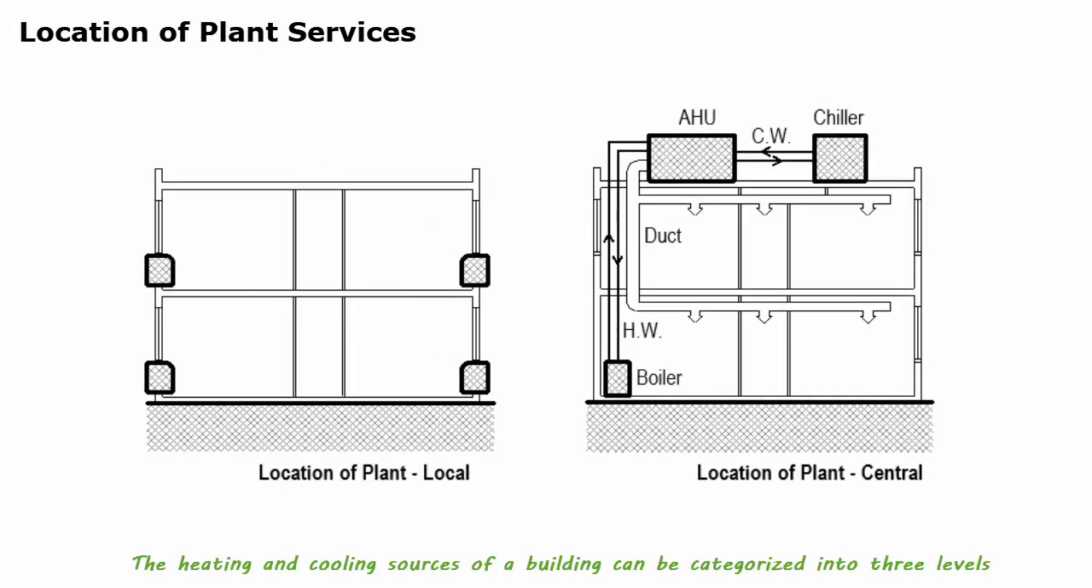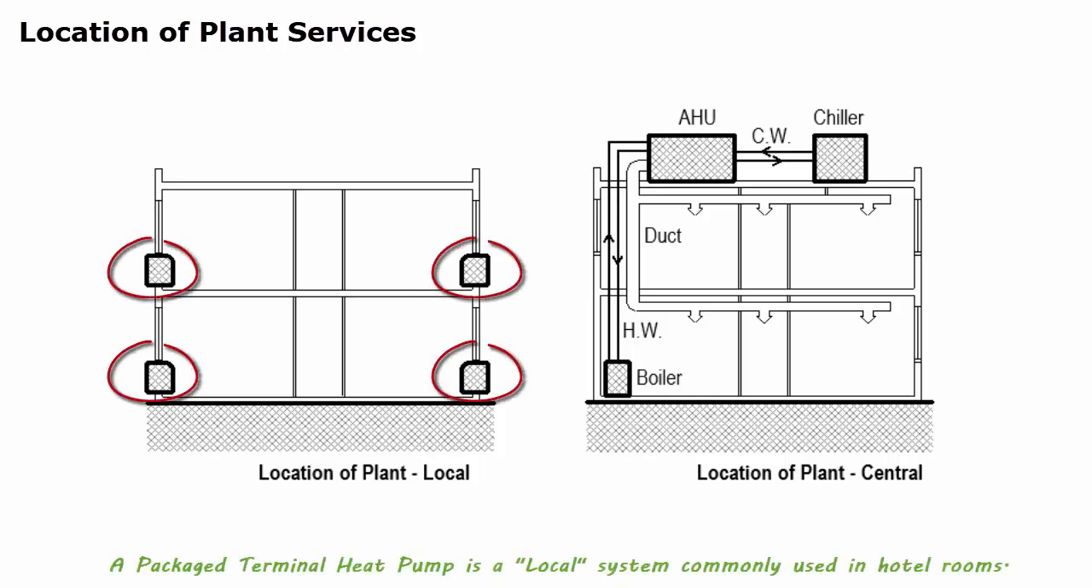The heating and cooling sources of a building can be categorized into three levels according to the plant location. A package terminal heat pump, for example, is a local system commonly used in hotels. It packages heating, cooling, and ventilation components into a ductless, convenient all-in-one unit.